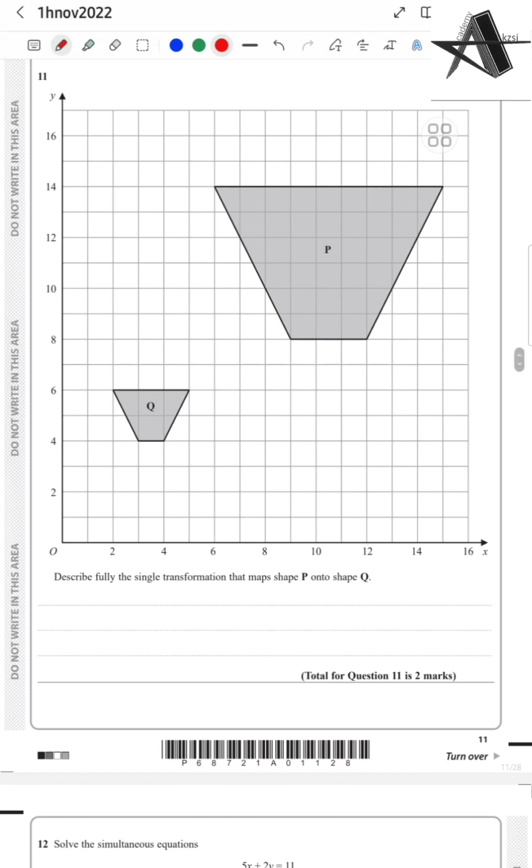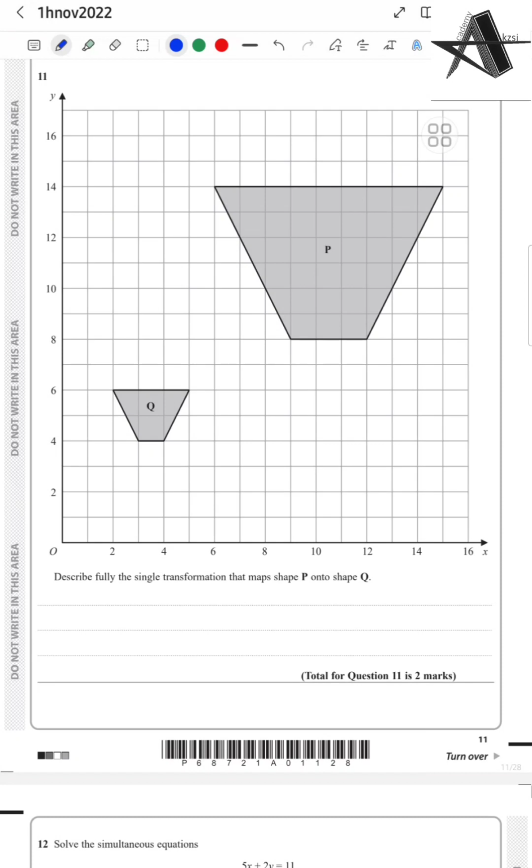Describe fully the single transformation that maps the shape P onto shape Q. Clearly, out of 4 transformations, that is reflection, translation, rotation and enlargement, the only one which changes the size of an object is enlargement or reduction. So it's a case of that.